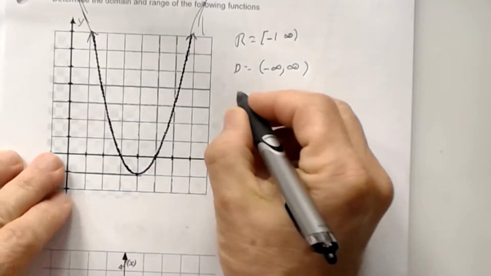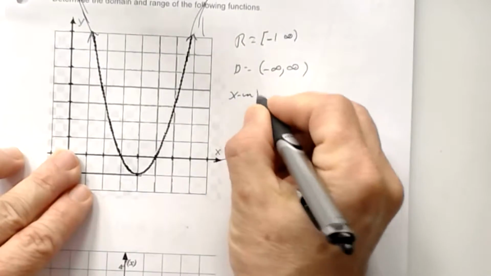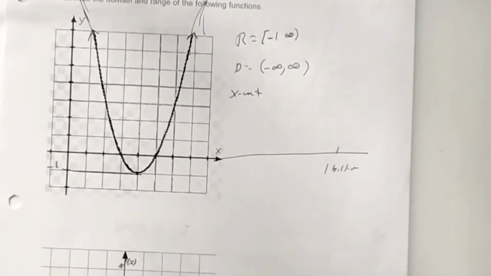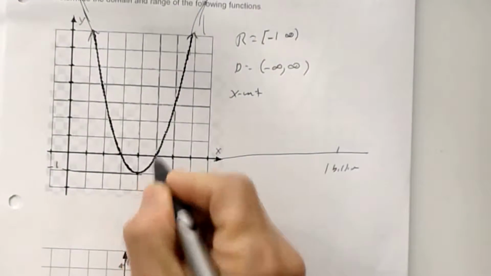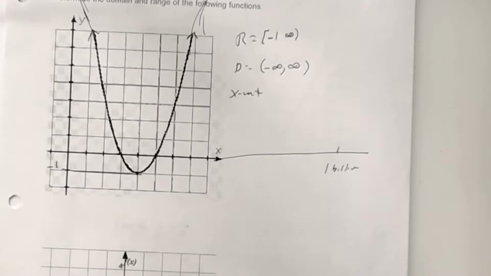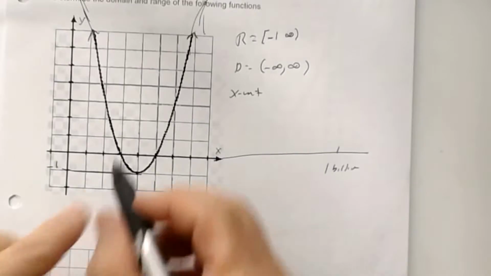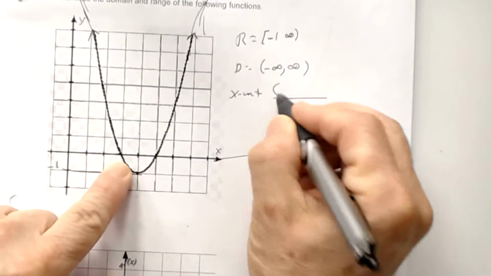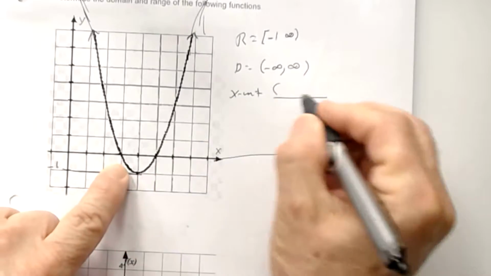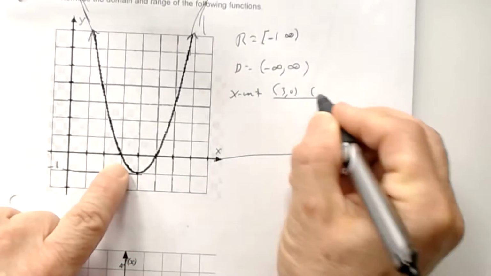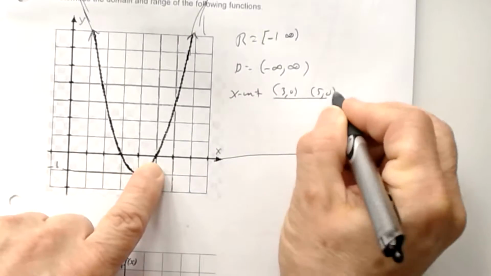All right, so let's find the X-intercept here. How many X-intercepts are in this graph? Two. Here and here, right? Now, what are they as an ordered pair? 3, 0 is the first one. What's the other one? 5, 0.